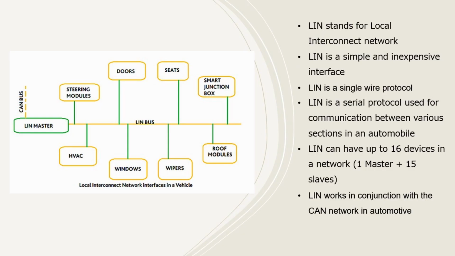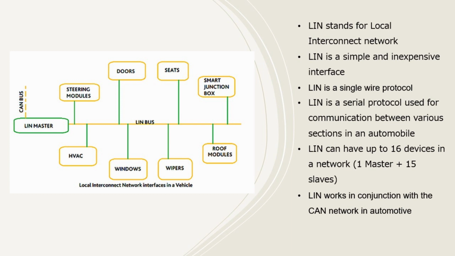LIN stands for Local Interconnect Network. LIN is used for communicating between the modules in a vehicle. LIN is a simple and inexpensive interface. LIN uses a single wire for interfacing between the devices. LIN can work in conjunction with the CAN interface.